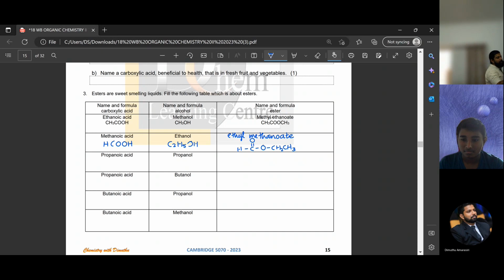And propanoic acid, there should be 3 carbon atoms. So let me write it like C2H5COOH. And propanol, I can write like C2H5OH. Somebody can write like this as well. HCOOC2H5. You can write the ester like that. Right? And propanol is C3H7OH. Therefore, your ester is propanoate.